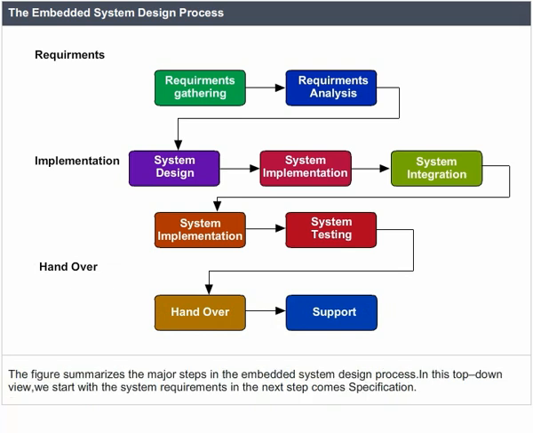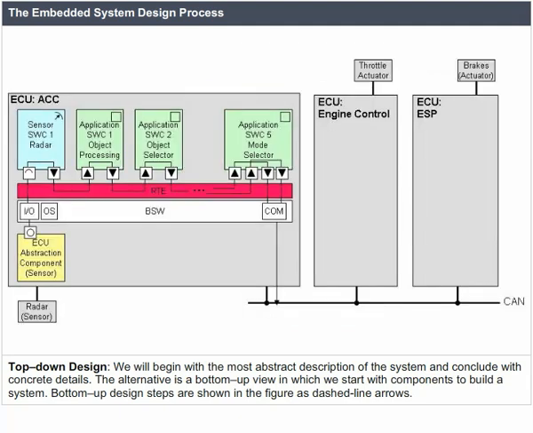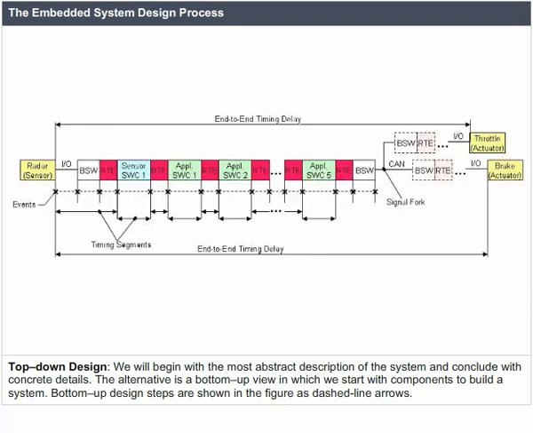The figure summarizes the major steps in the embedded system design process. In this top-down view, we start with the system requirements. In the next step comes specification. Top-down design. We will begin with the most abstract description of the system and conclude with concrete details. The alternative is a bottom-up view in which we start with components to build a system. Bottom-up design steps are shown in the figure as dashed line arrows.